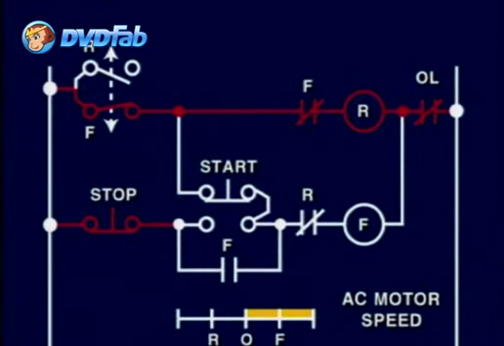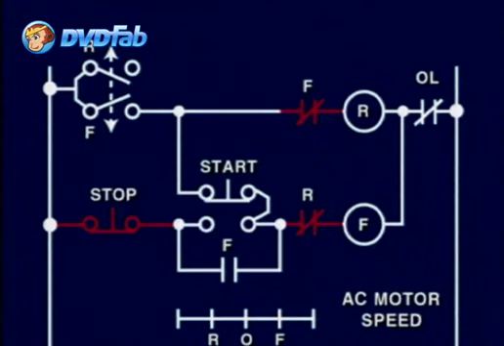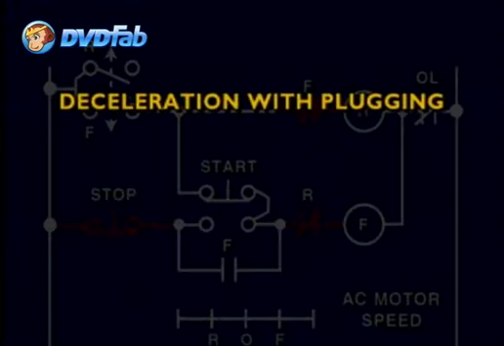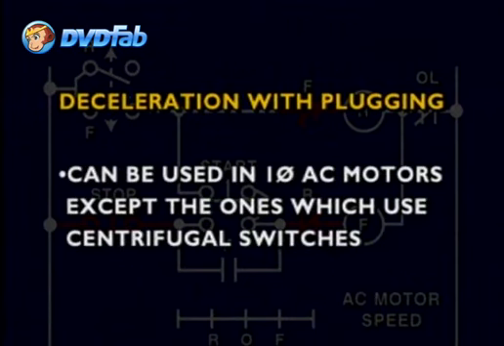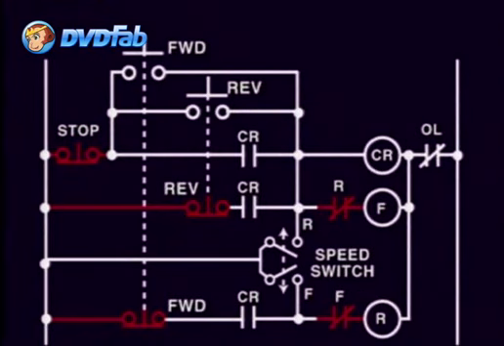The reverse starter will be disconnected as soon as the rotation in the plugging switch slows down close to zero speed. This type of deceleration can also be used in single-phase AC motors, except in those motors which utilize centrifugal switches. This plugging circuit operates in a similar manner, but allows plugging a motor to stop from either direction.